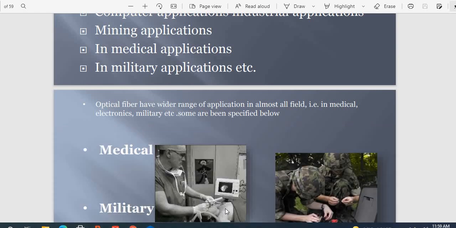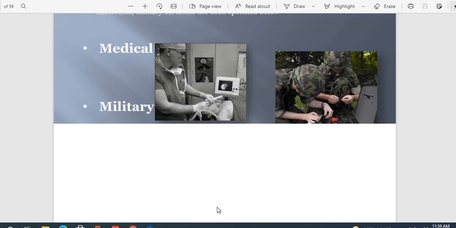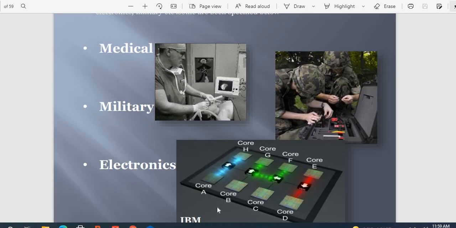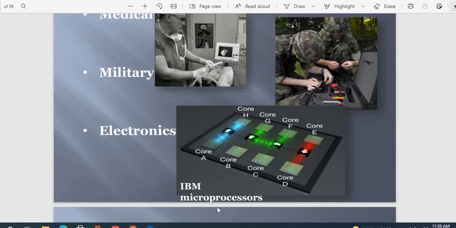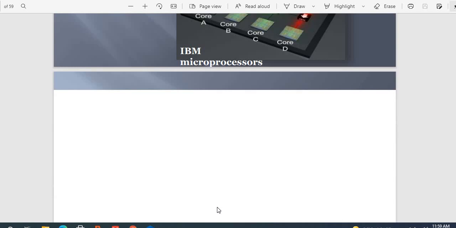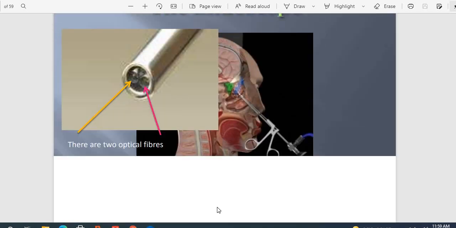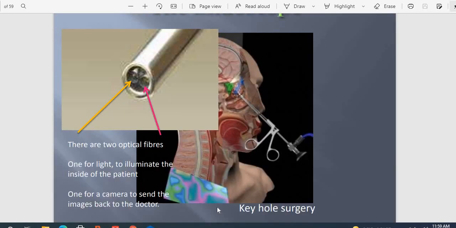I just want to tell you about a very important part. Why is it so important for us? As you can see here in the military part, it is used in electronics, in microprocessors, IBM microprocessor designing, and in endoscopy. We have seen this part also, where two optical fibers are used, one for light to illuminate inside the patient, and one for a camera to send the image back to the doctor. Because of all these parameters, optical fibers are used.